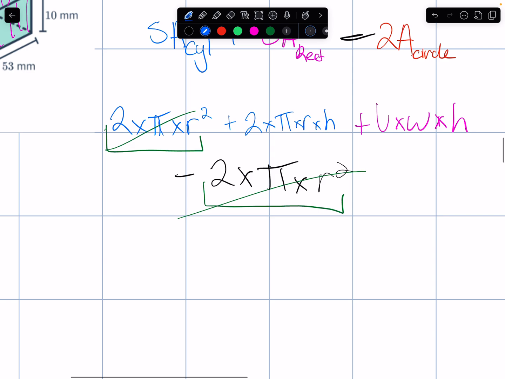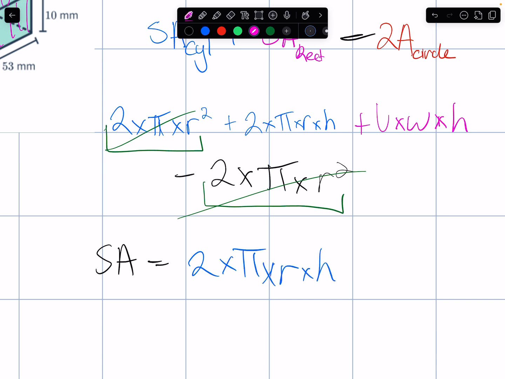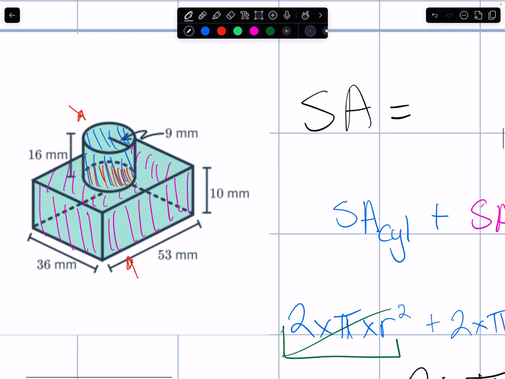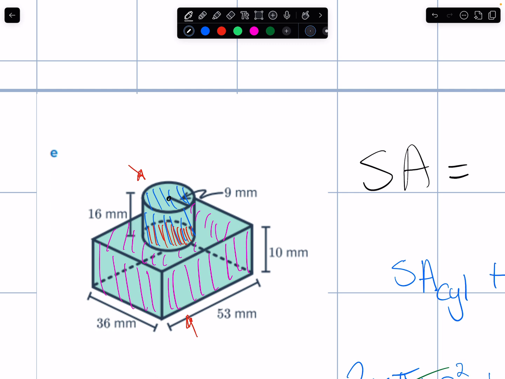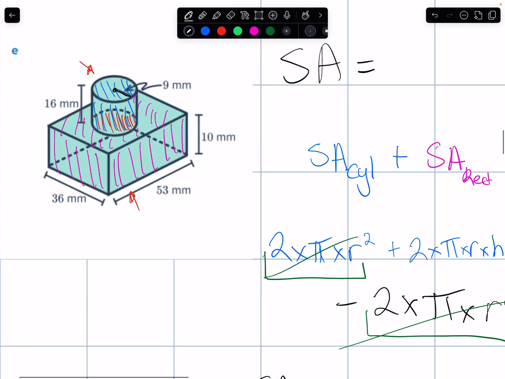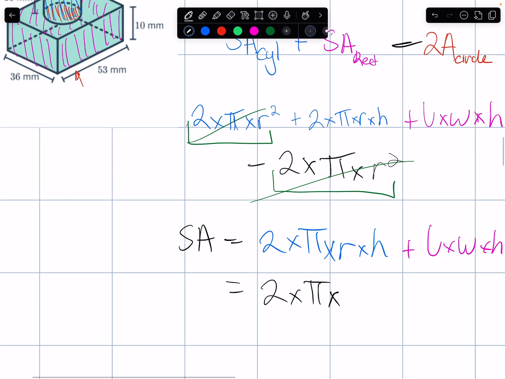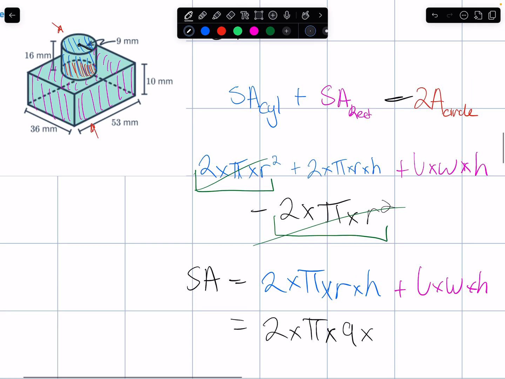It's a really beautiful thing to do if you're writing it all out straight away. So here, now we're left with our surface area is equal to 2 times pi times r times h plus length times width times height. All right, now let's do this. Is equal to 2 times pi times, what's my radius of the circle? It tells me. Notice we're not having to halve it because it is actually giving us what the radius is, which is from the midpoint of the circle to the edge, times 9 times my height, which is 16 millimeters.